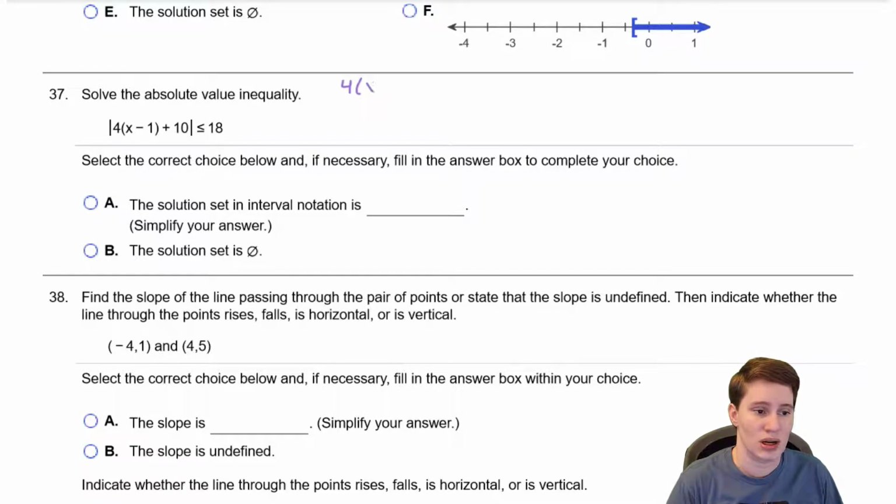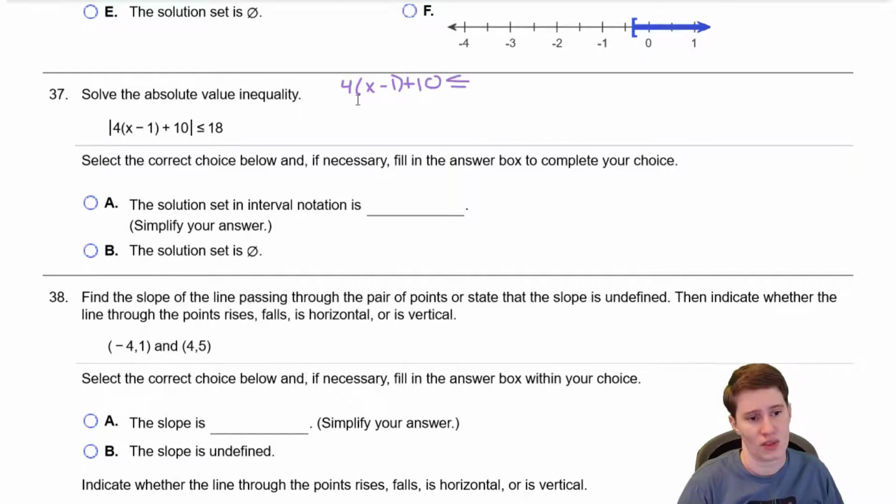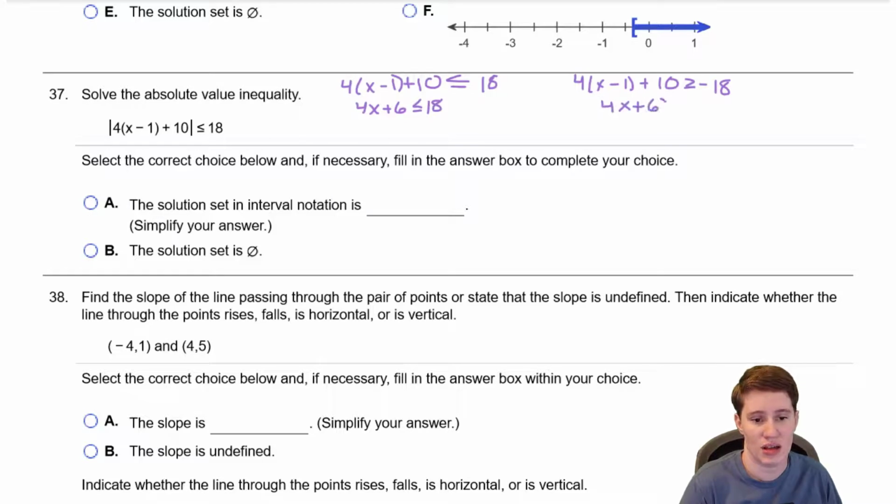So I'm going to write this down twice and solve. Less than or equal to 18. And then we're going to write it a second time, but we'll put greater than or equal to, and we'll put negative 18. So in both of these, I'm going to have to distribute the 4 and add 10. So that'll be 4x minus 4, but minus 4 plus 10 is plus 6. That's going to be the same thing on both of these. The same steps actually happen. It's that because one is a positive and one is a negative, you'll end up with different numbers at this point where we subtract 6.